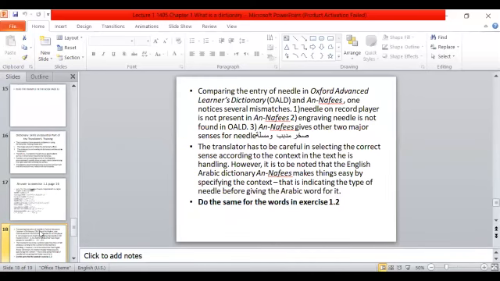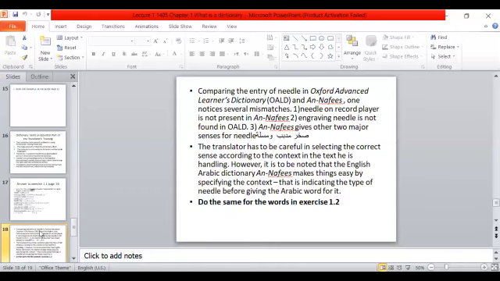The translator has to be careful in selecting. Selecting معناها choosing, معناها اختيار. The correct sense, المعنى الصحيح, according to the context, حسب السياق in the text, في النص, حسب سياق النص. He is handling, he is translating.